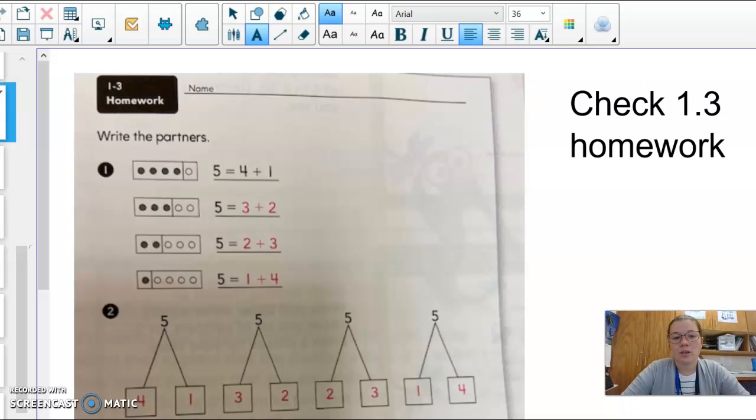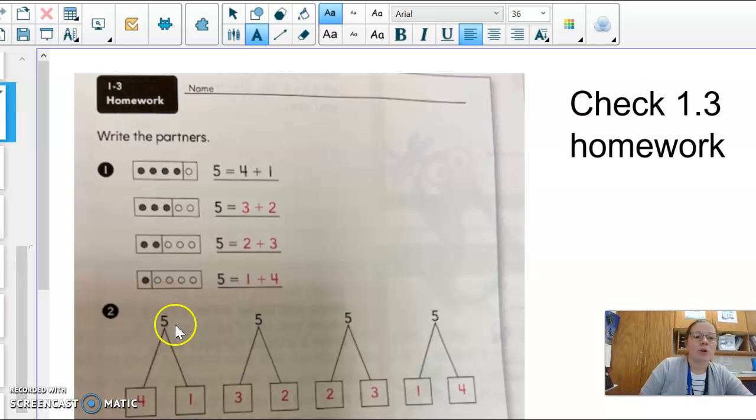Hi, first graders. So for math today, for Friday, we are going to check our 1.3 homework, and then I will read you a story. And then that's it for today. Just a quick little math check-in, and then you're free for Friday, and have a good weekend.